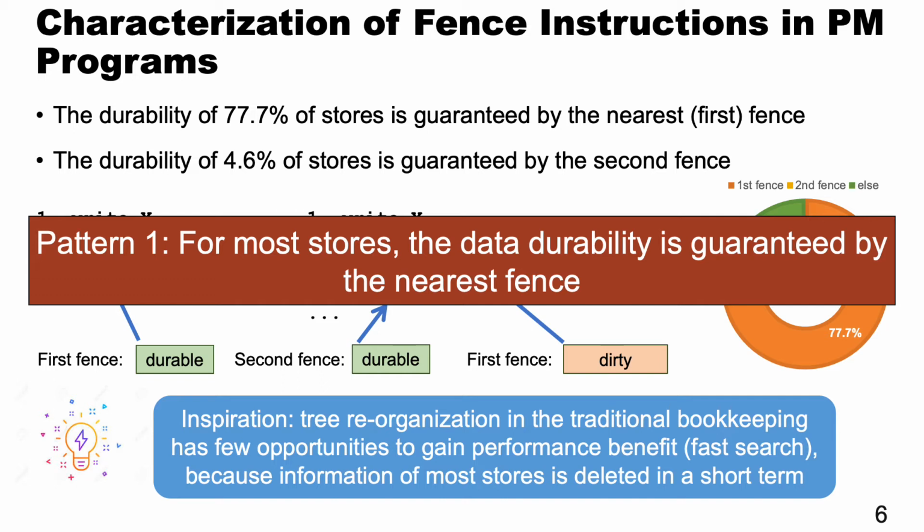Tree reorganization in the traditional bookkeeping has few opportunities to gain performance benefits, because the information of most stores is deleted in the short term.